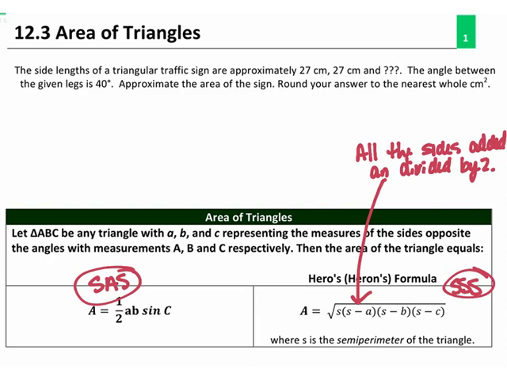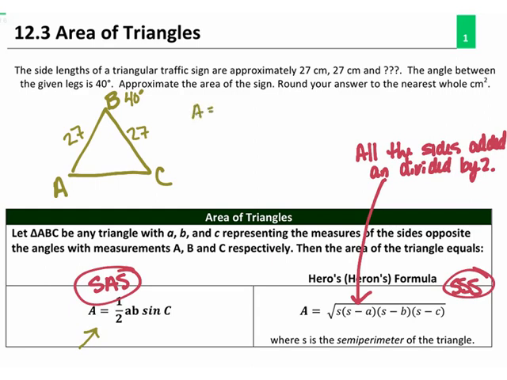It says the side lengths of a triangular traffic sign are approximately 27 centimeters, and we don't know the other one. The angle between the given legs is 40 degrees. Approximate the area of the sign. Round your answer to the nearest whole centimeter squared. So I'm just going to draw a triangle A, B, C, and then we know we've got 27, and the angle between them is 40 degrees. So we've got side, angle, side. That means we're going to use this formula.